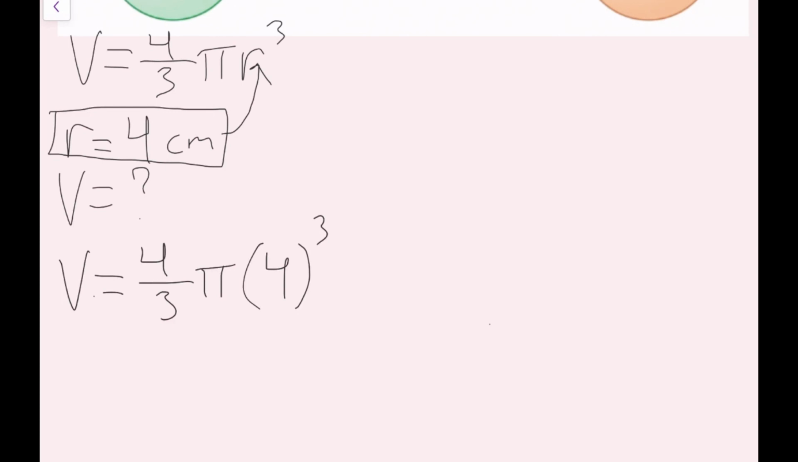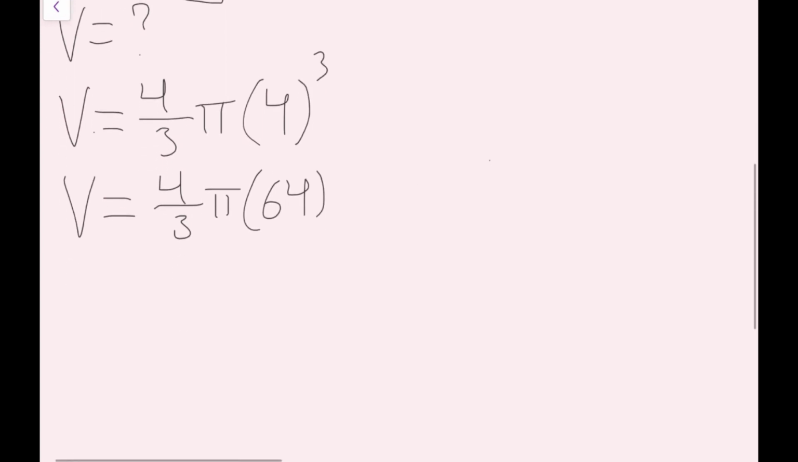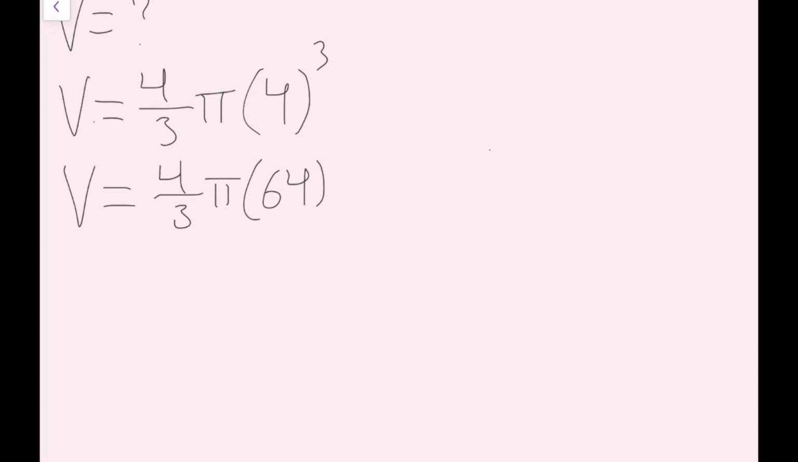So I know that 4 to the third power is 64. You could have done that out if you wanted to. So now we get V equals 4/3 pi times 64. And then what I can do is I can multiply 64 times this fraction. Well, 64 times 4 is 256. So I can rewrite this as V equals 256/3 pi. And this is our exact answer. We can't simplify this fraction, and we have it in terms of pi.